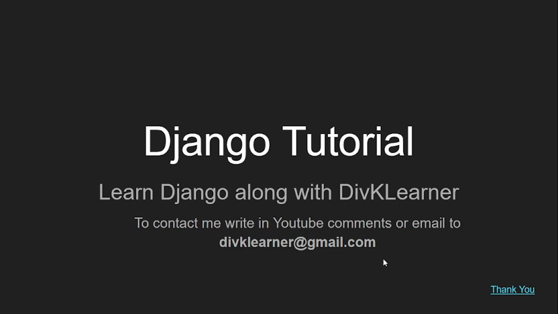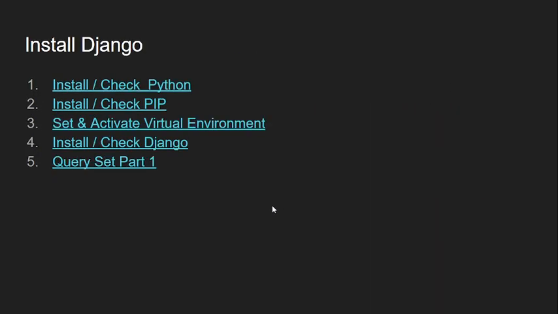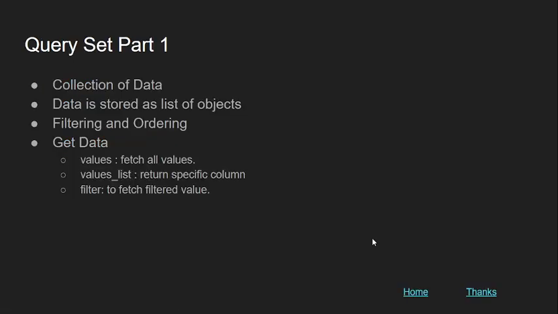Today we are going to talk about, again, an advanced topic, and today we'll be talking about QuerySet part one. So in the QuerySet today, we'll be talking about the collection. What is a QuerySet? A QuerySet is a collection of data, and the data is stored as a list of objects. We'll also be learning about filtering and ordering. Not so much ordering, but we'll be talking about filtering and ordering. And then we'll be talking about getting the data values by three functions, which are values, values_list, and filter. So we'll be seeing the easier, or the quickest, way to do it in this video.